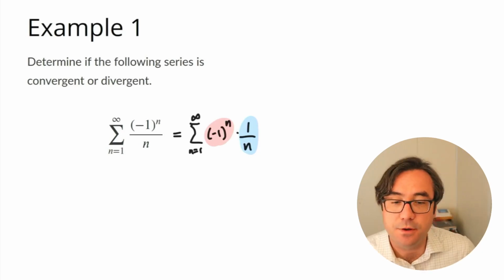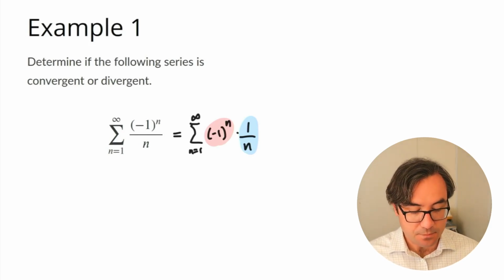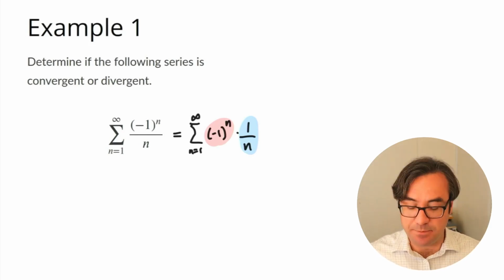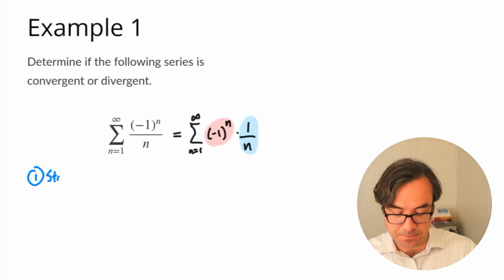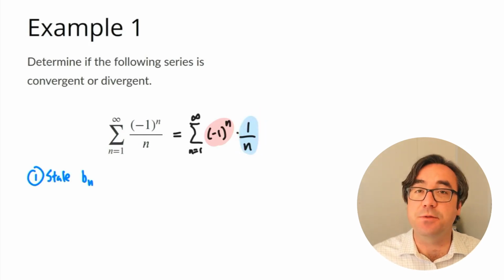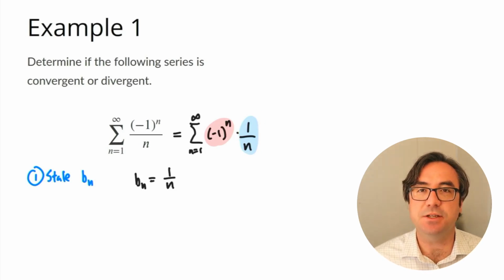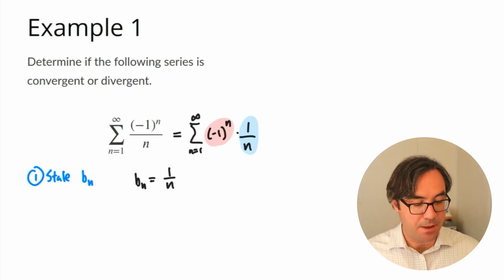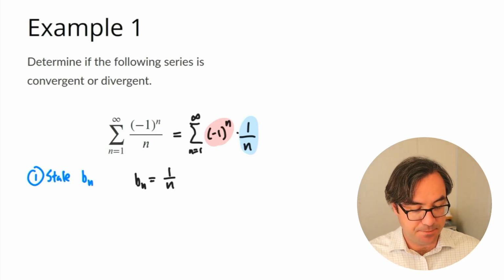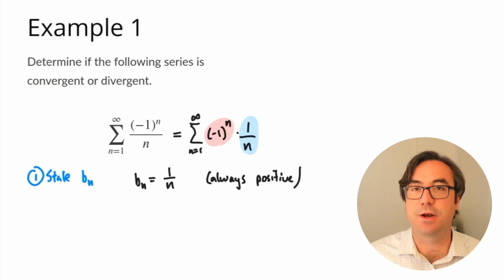All right, so for this alternating series test, the first thing is we want to state what Bn is. In our case, it's all the stuff without the alternating part. So Bn is going to be 1 over n. You just want to have a nice clear picture of what we're going to be working with. Then we can check, this is always positive when n is greater than or equal to 1.